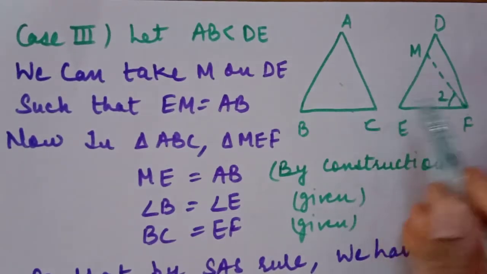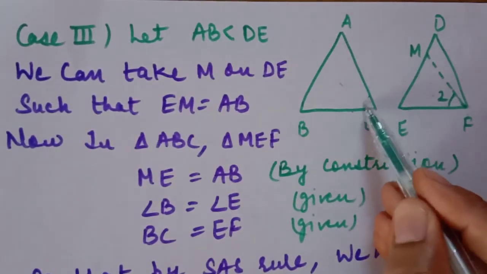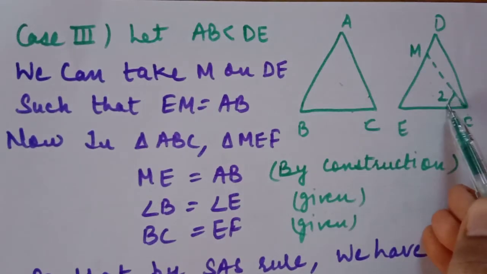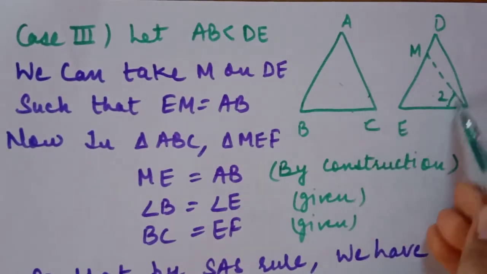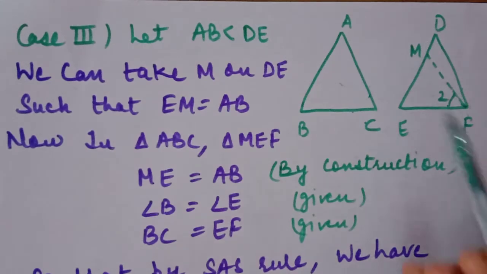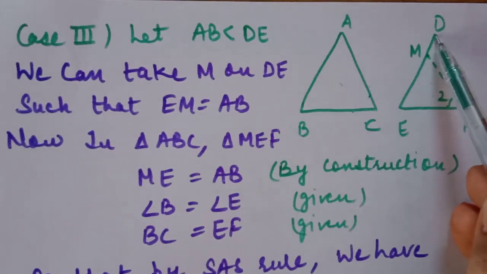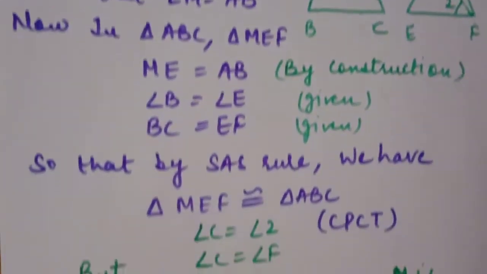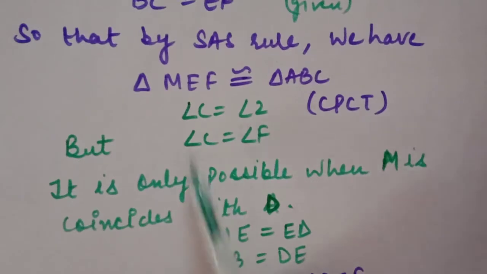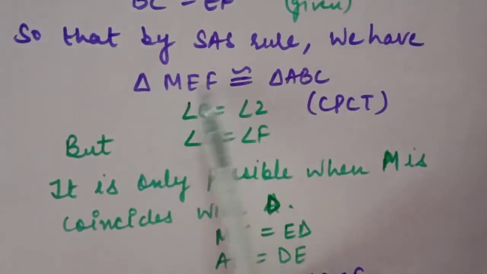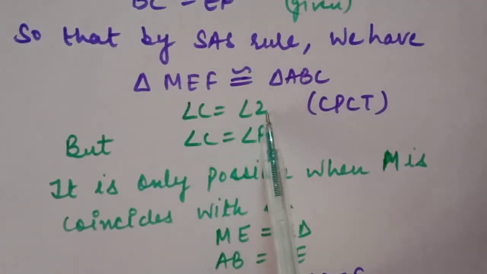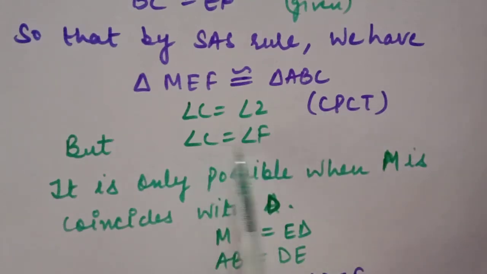So if they both are congruent to each other, then angle C is equal to angle 2. But angle C is equal to angle F, it is given. This is a contradiction. This is only possible when this M coincides with this vertex D. So by SAS rule, both the triangles are congruent. Angle C is equal to angle 2 by CPCT, but angle C is equal to F, it is given. It is only possible when M coincides with D.